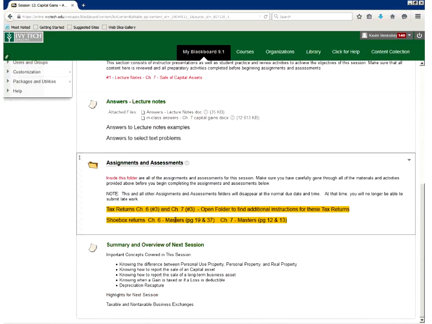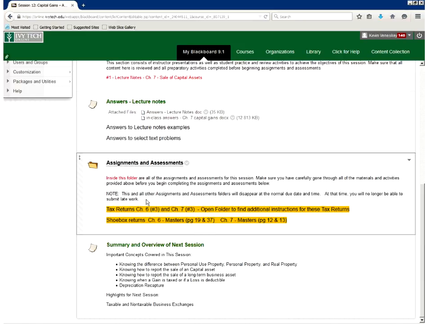Going back to chapter 6 with the small business, Schedule C, doing the shoebox returns for the masters. And then in chapter 7, it continues with the masters. I have some tax return help notes to get you started with some of the new stuff like depreciation and how to handle that.